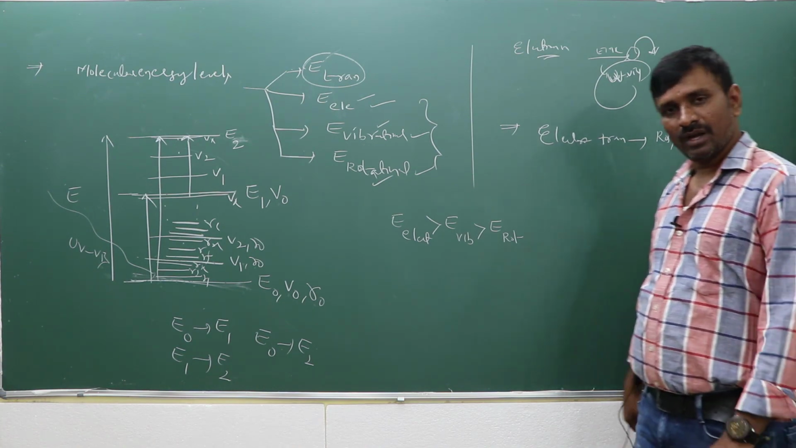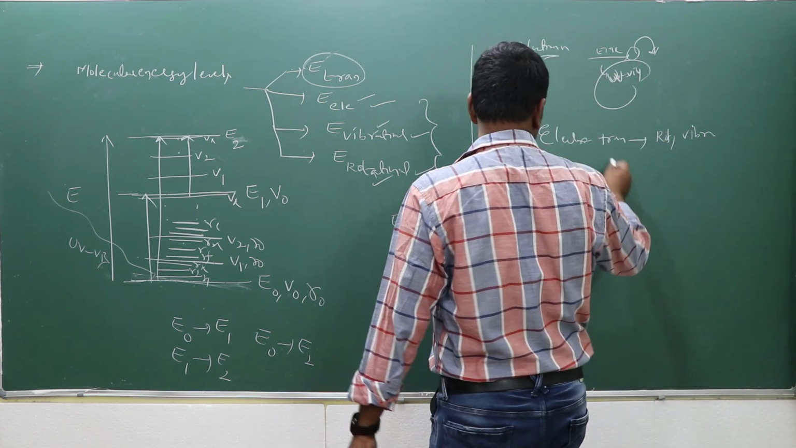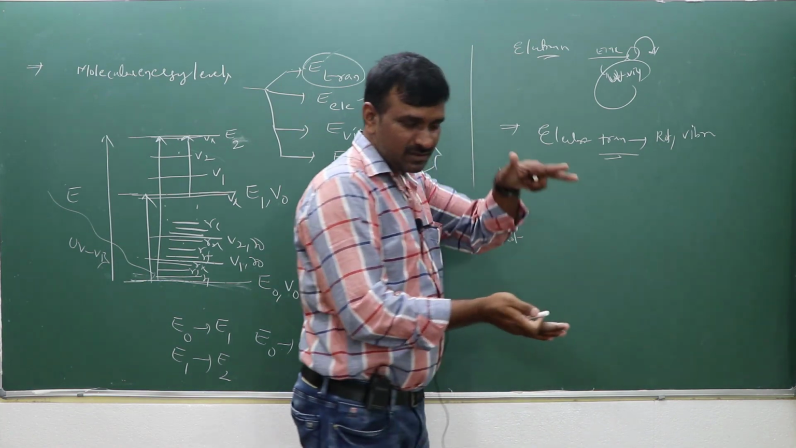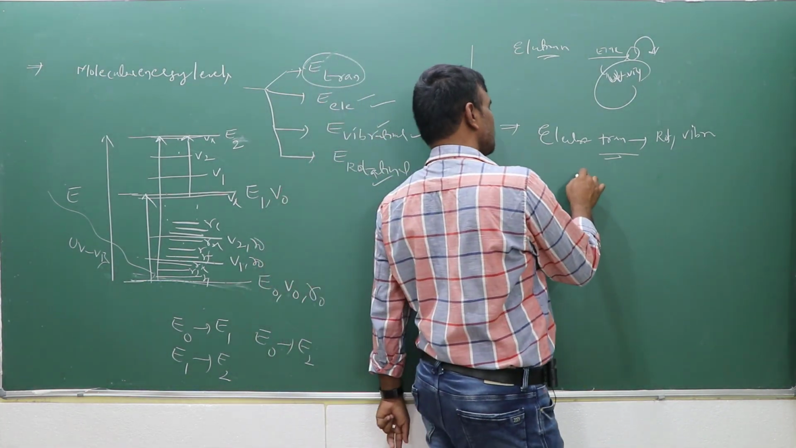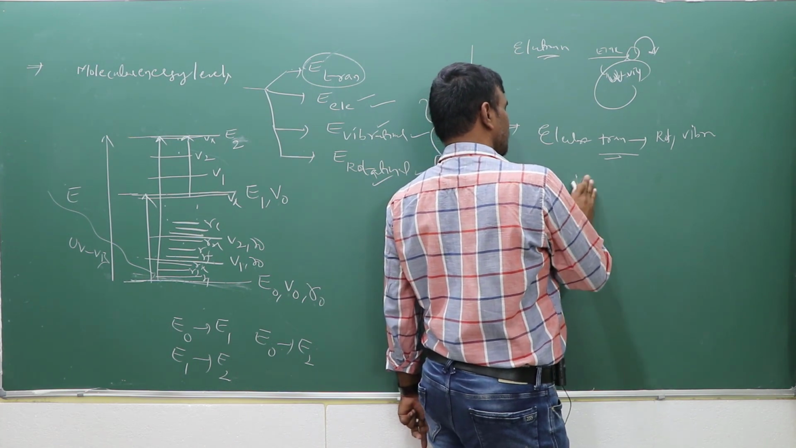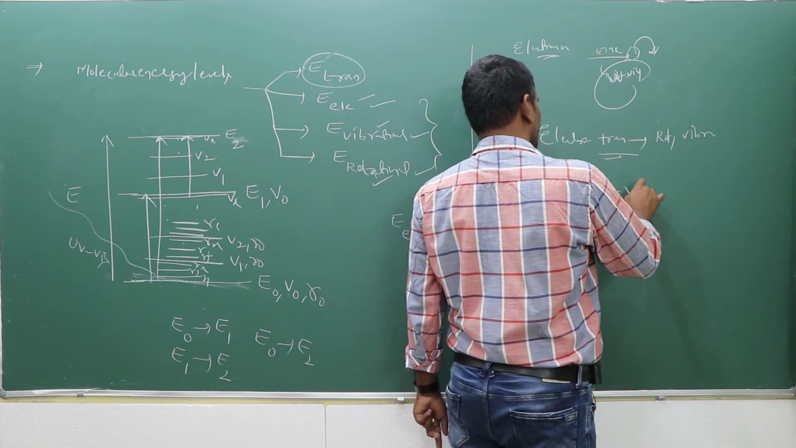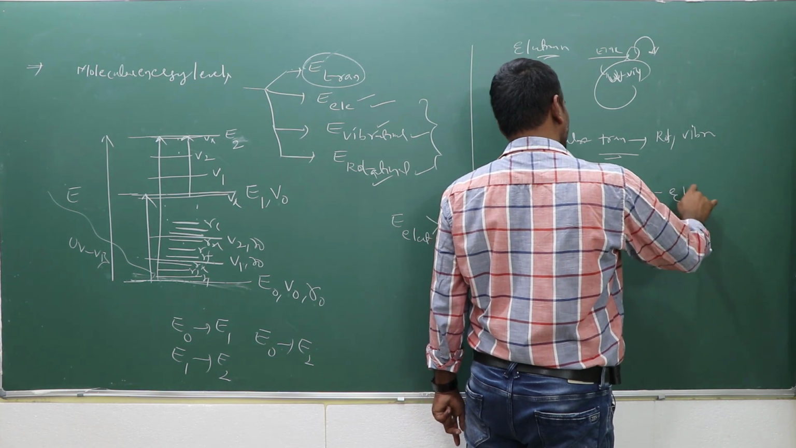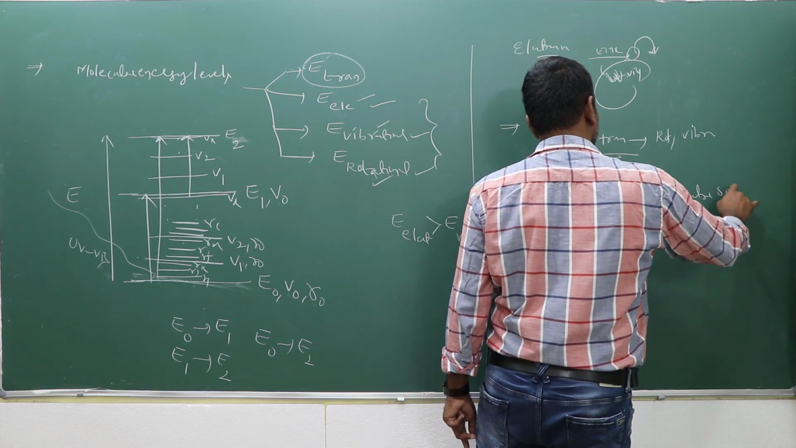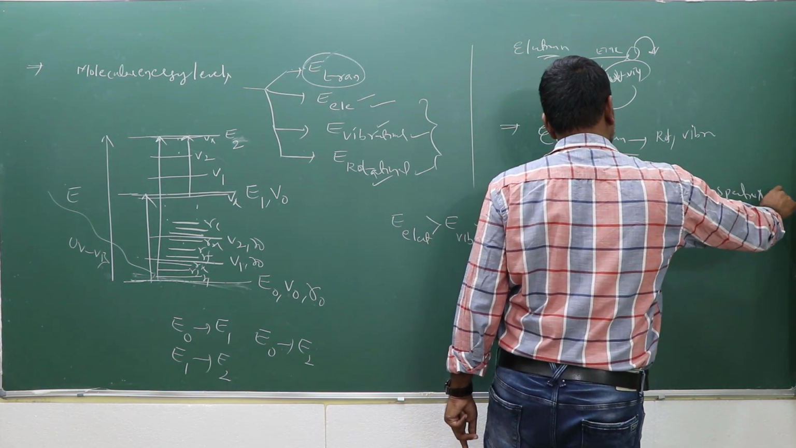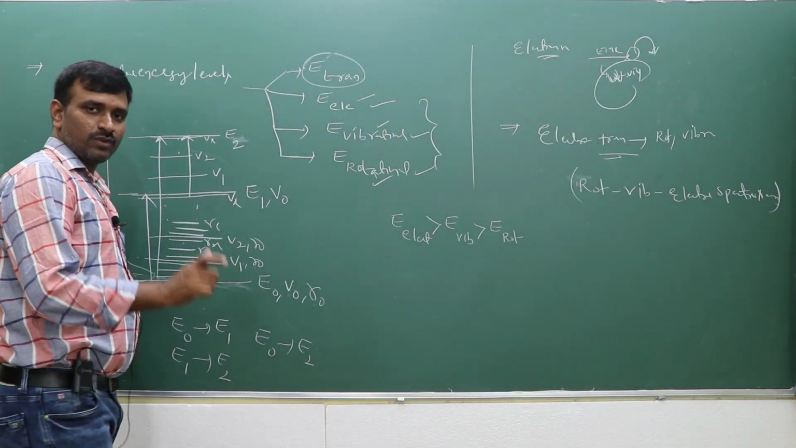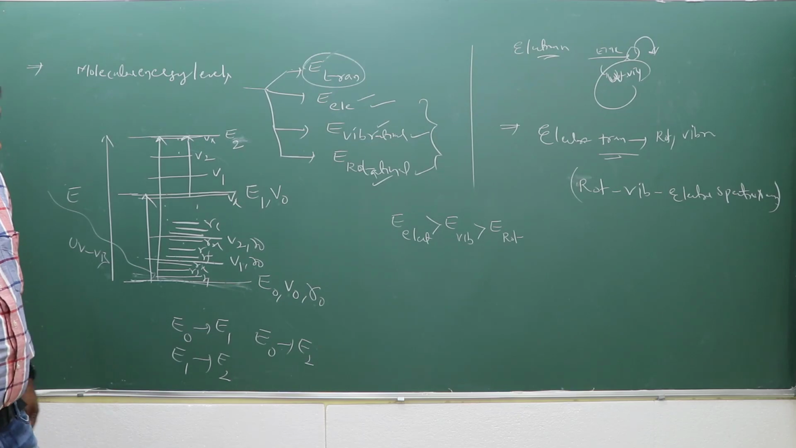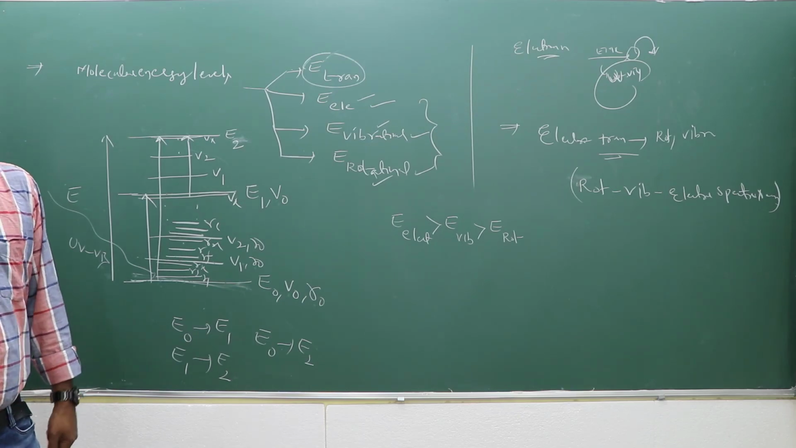Rotational as well as vibrational levels are also involved. So that's what the electronic energy levels will be changed, and rotational and vibrational levels are also involved. So this UV visible spectroscopy or electronic spectroscopy is also called rotational vibrational electronic spectra.